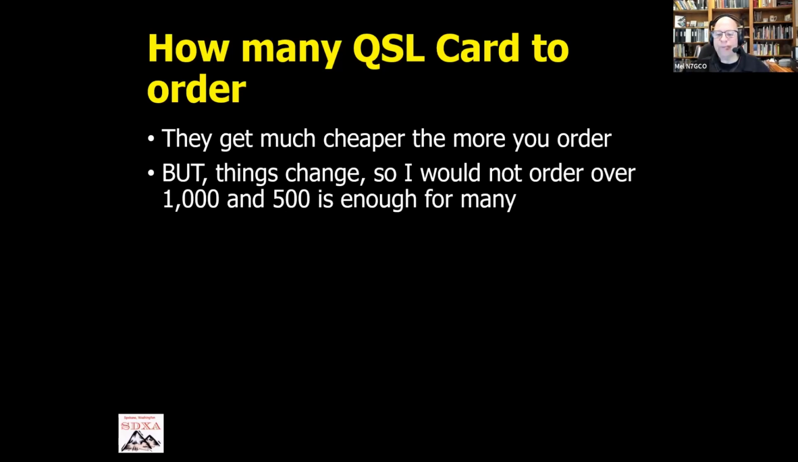When you order, they get cheaper the more you order, but the problem is you order too many cards, and by the time you use them all, everything's changed. You got a different radio, different station. You look 10 years older. So I'd recommend to you, although Jay could chime in if he felt different, that I would never order over 1,000 cards, and 500 is enough for many. And if you're just getting started, maybe 100 is fine. Don't order 5,000 cards. You just probably won't use them, especially now that so many are using Logbook of the World and OQRS.